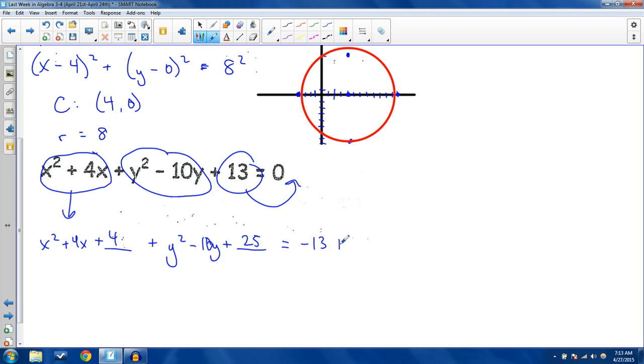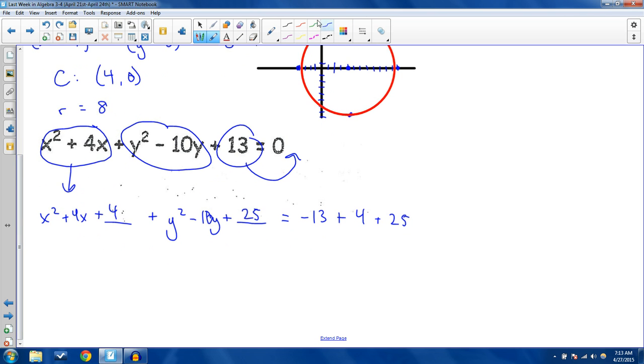You can't just add values without keeping your equation balanced. You must have balance in your equation as you go. So now I've made a perfect square trinomial. This allows me to write this as x plus 2 quantity squared. This guy right here is going to be y minus 5 quantity squared. And negative 13 plus 4 is negative 9. Negative 9 plus 25 is 16.